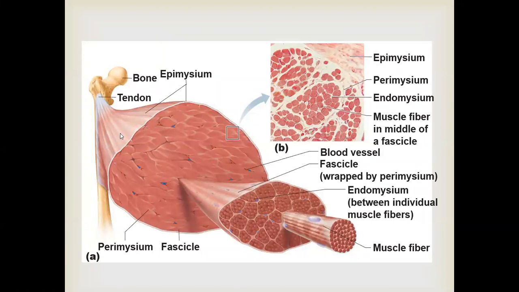So looking at this diagram, the epimysium, again, surrounds the entire muscle. So it would be the portion that would connect to your tendon or aponeurosis. Here, we have our perimysium, which encloses or wraps a group of muscle fibers. And then here, you have your individual muscle fiber that is surrounded by the endomysium.